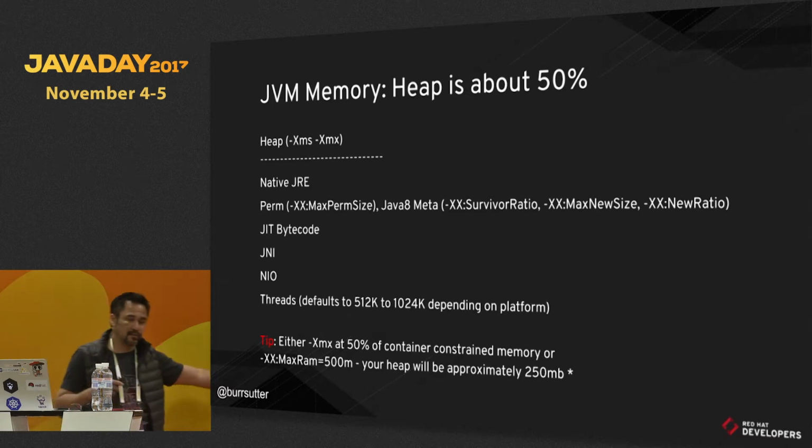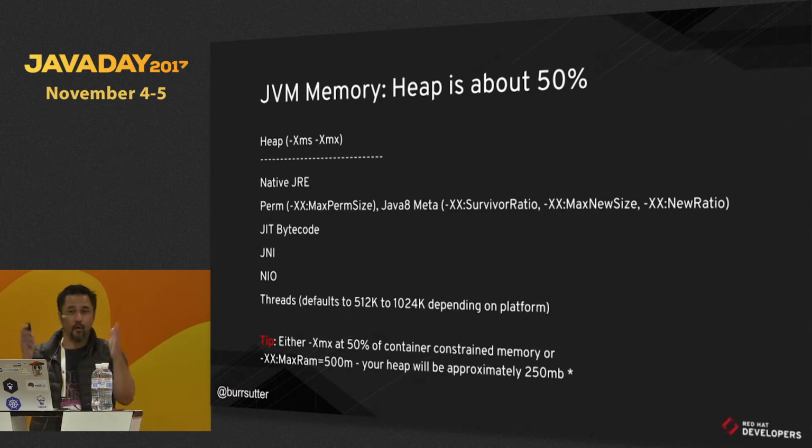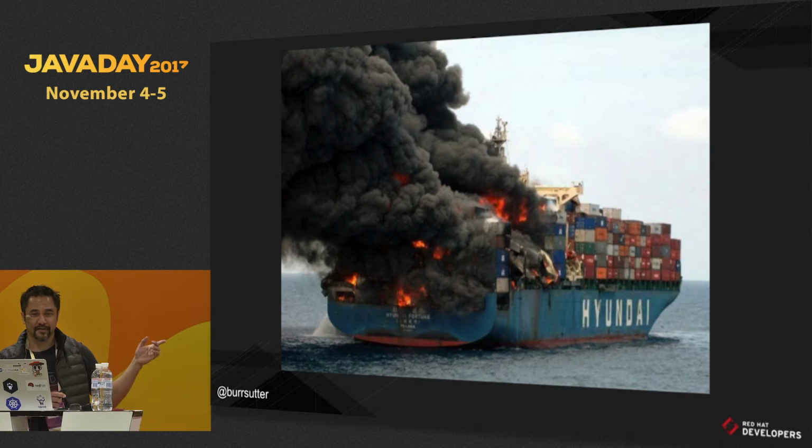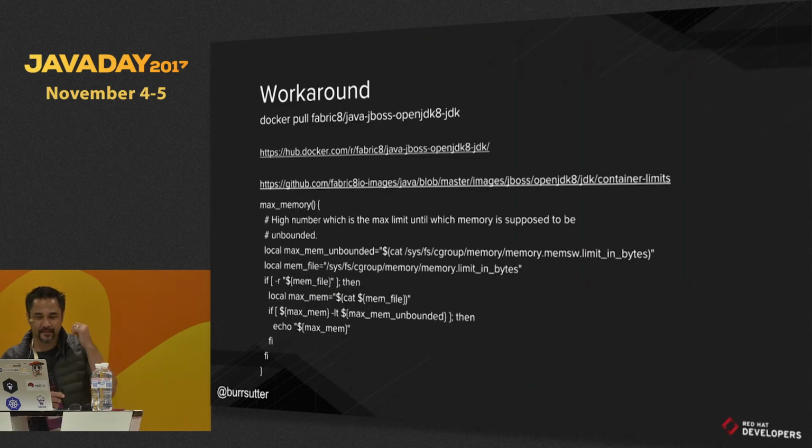You can also set a new parameter that's been added called MaxRAM, and that'll set the whole JVM memory to that specification, so 500 meg in this case, and therefore about half that, 250 meg, would be available for heap. Okay, and heap's the only one you're really going to interact with because that's where your Java objects are going to go. Okay, again, if you don't do this well, it might look like this, a burning fire on a container ship.